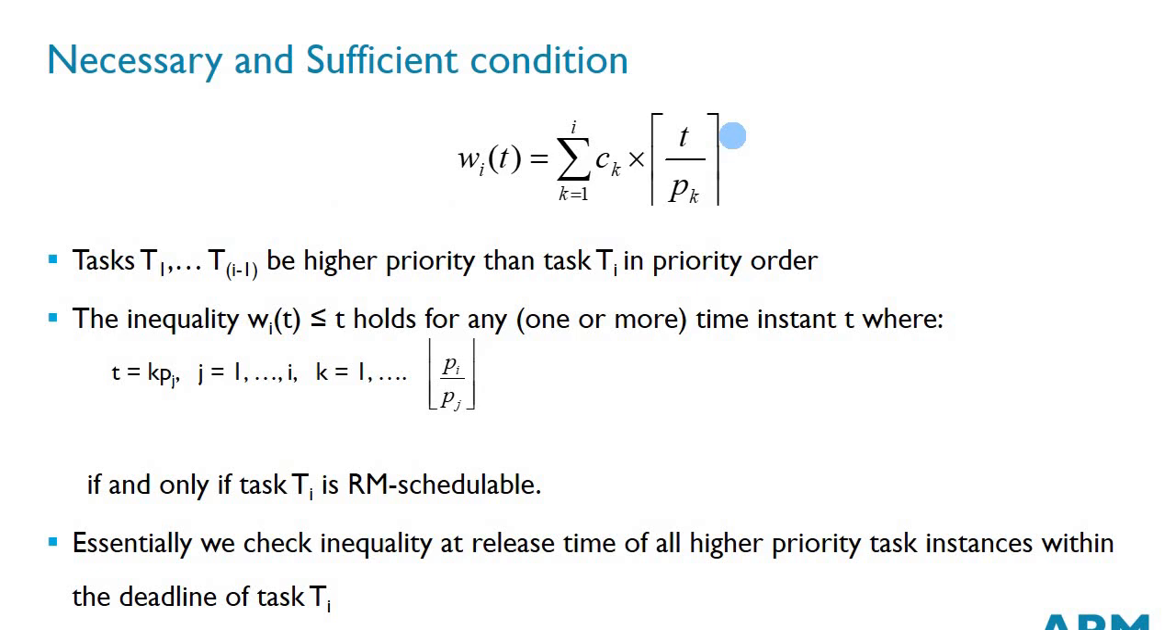So to do that, we need to do one more calculation, which is known as the necessary and sufficient condition. Now this is the formula. I will not go through the details of the formula, but from the application perspective, it is very easy. All we are doing is looking at the computation time with respect to the periodic intervals of all the higher priority tasks in the system.